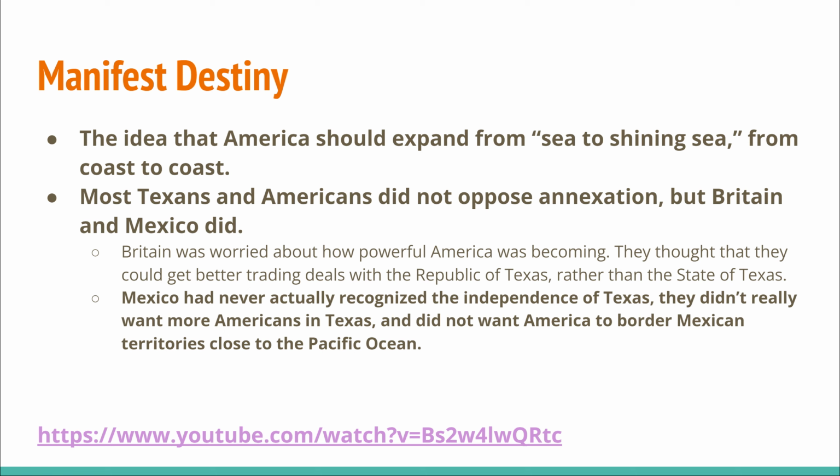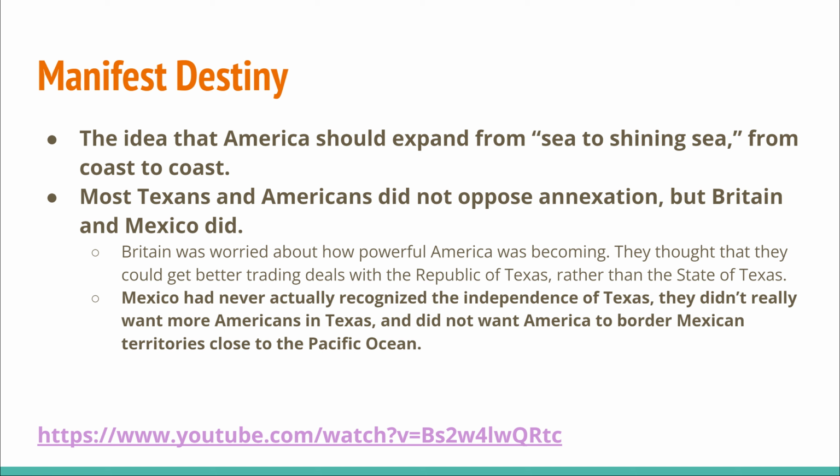So we've talked a lot about Manifest Destiny. Manifest Destiny, again, as a little bit of review, is this idea that America should expand from East Coast to West Coast, sea to shining sea, Atlantic to Pacific. Most Texans and Americans did not oppose the annexation, but Britain and Mexico would.